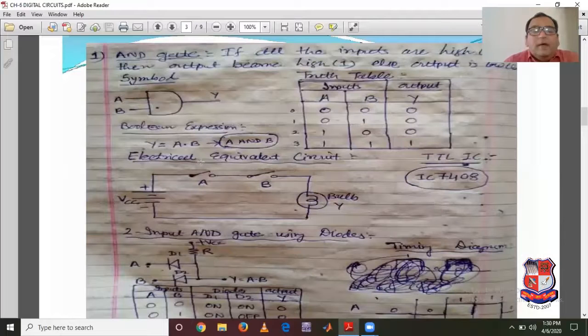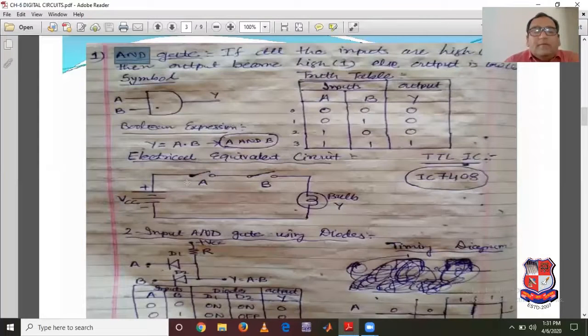So for the electrical equivalent circuit, I can use one DC source, two switches for the two inputs, and for the output I will use a bulb. So as per the AND gate, I can prepare the electrical equivalent circuit like this. This is a DC source, then this DC source is connected with a switch named A. This switch is again connected with another switch B, and then this switch is connected with the bulb, and then it is connected with the negative supply.